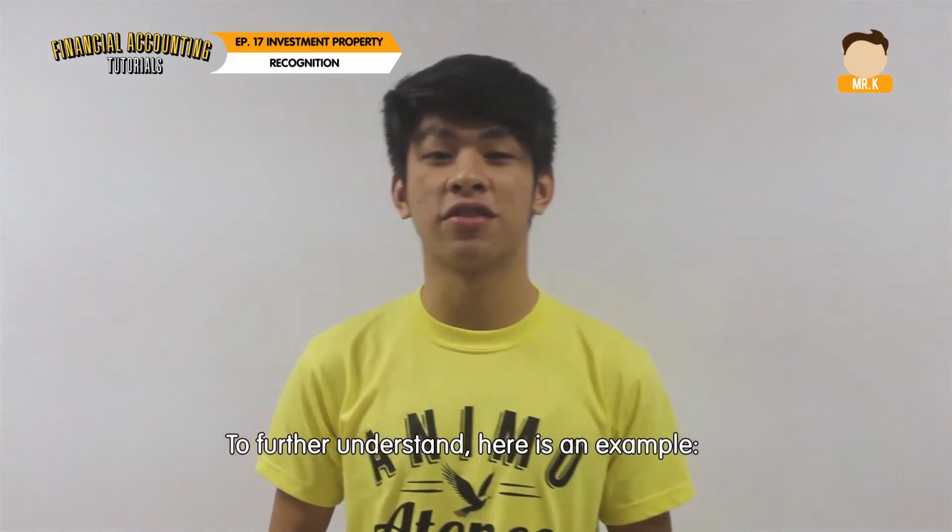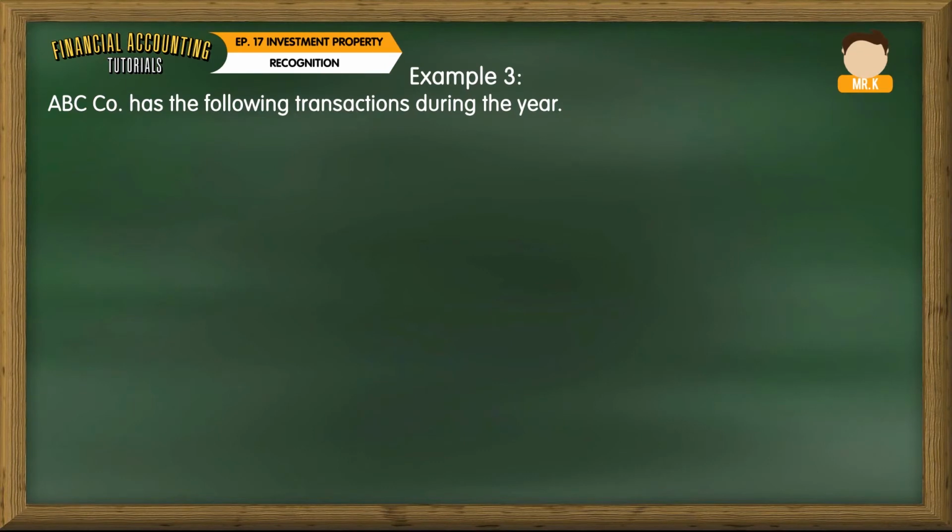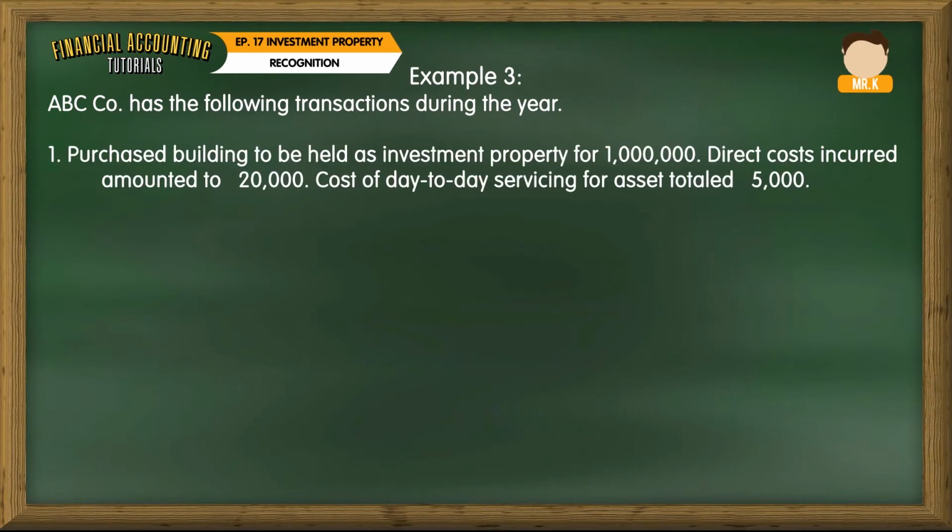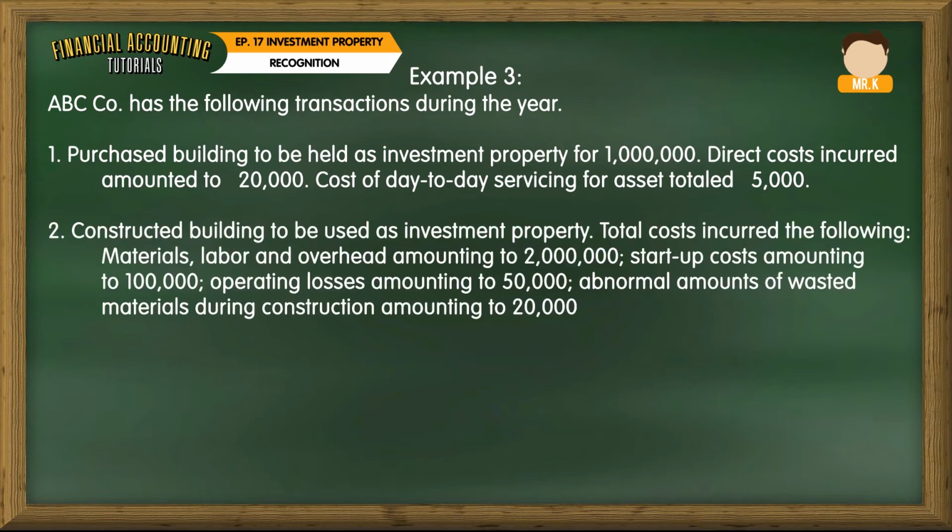To further understand, here's an example. ABC Company has the following transactions during the year. First, purchased a building to be held as investment property for 1 million pesos. Direct costs incurred amounted to 20,000. Cost of day-to-day servicing for the asset totaled 5,000. Second, constructed a building to be used as investment property. Total costs incurred were the following: materials, labor, and overhead amounting to 2 million; startup costs amounting to 100,000; operating losses amounting to 50,000; and lastly, abnormal amounts of wasted materials during construction amounting to 20,000.